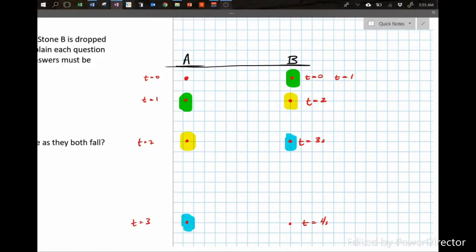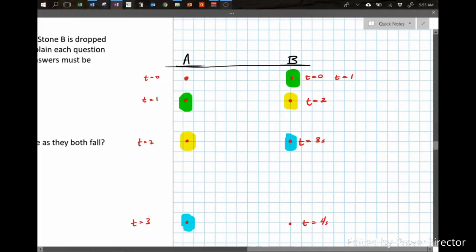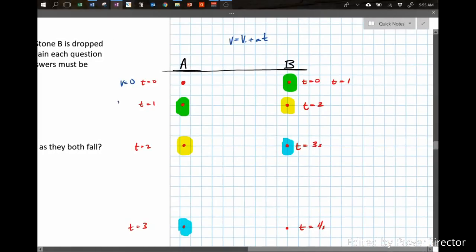Now, before we do anything else, we can talk numbers a little bit, especially for velocity. I know that velocity is initial velocity plus acceleration times time. So at the beginning, ball A starts off with a velocity of 0. After 1 second, that's going to be acceleration times time, or 10 meters per second. After 2 seconds, it's acceleration times 2 seconds, or 20 meters per second. After 3 seconds, it's acceleration times 3 seconds, or 30 meters per second.